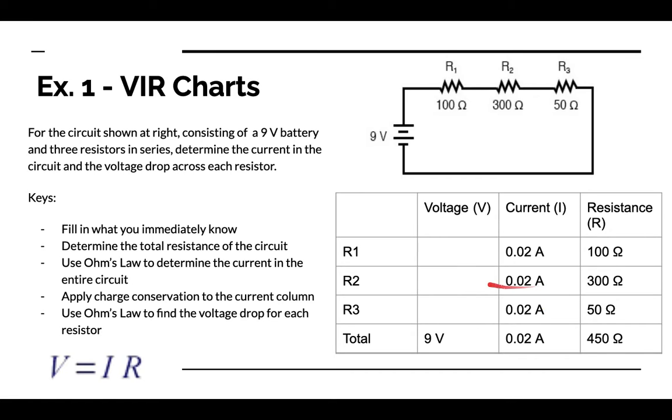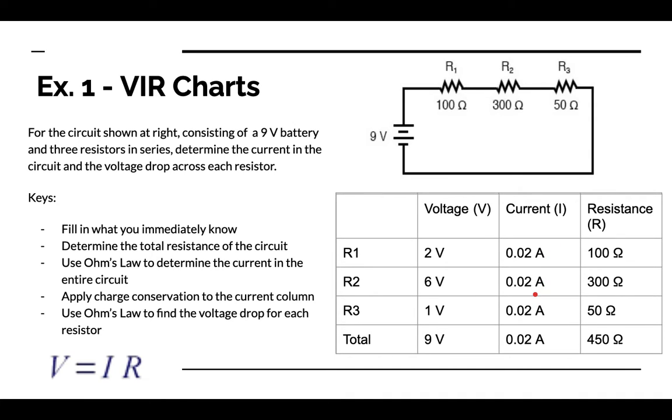Now we can apply Ohm's law to each individual row to figure out the voltage drop across each resistor. We can do voltage equals current times resistance, V equals IR, which gives us 0.02 times 100, or 2 volts for the voltage drop across R1, okay? We can do 0.02 times 300, or 6 volts of voltage drop across R2, and 0.02 times 50 for 1 volt of voltage drop across R3.